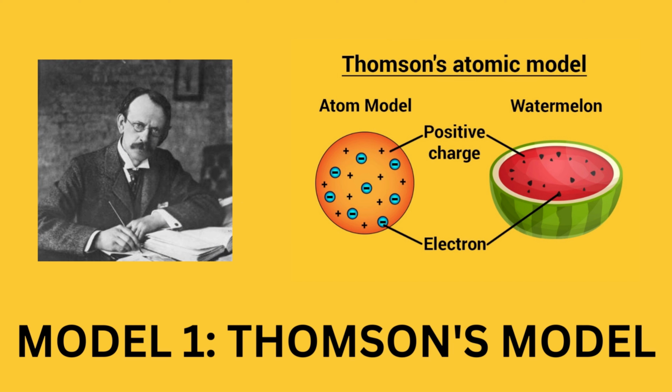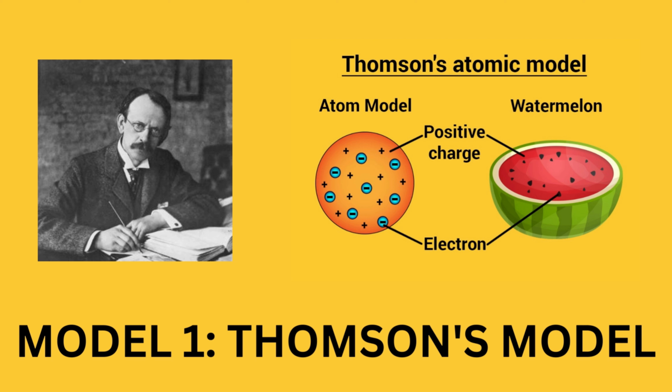Thomson said that the atom was like a plum pudding, or we can say a watermelon. The red part of the watermelon was the positive sphere, which had positive charge, while the seeds in the watermelon were the electrons embedded in it. So this was what Thomson was saying in his model, that the atom was a positive sphere in which there were some electrons embedded.